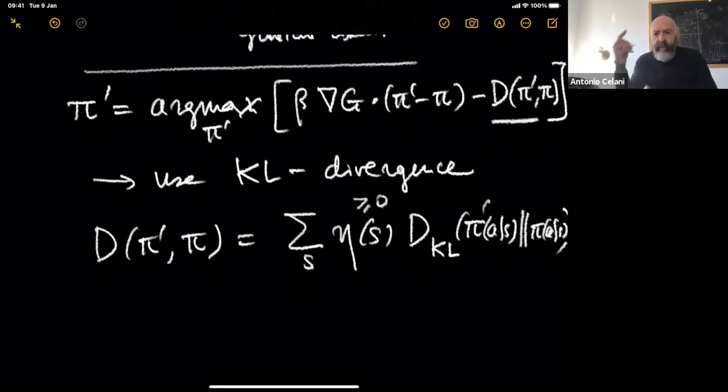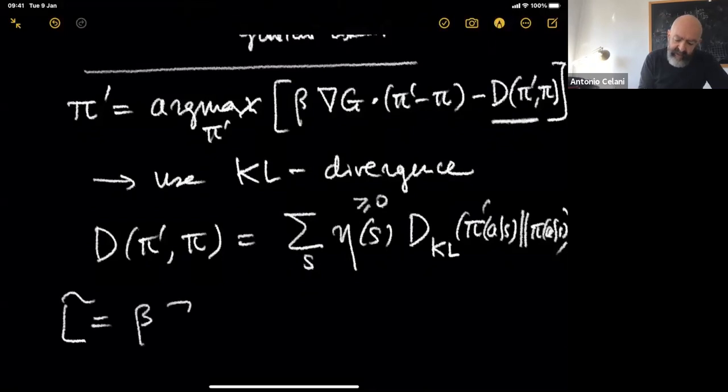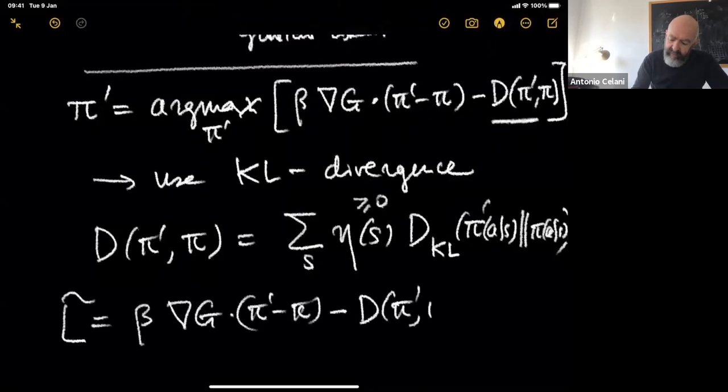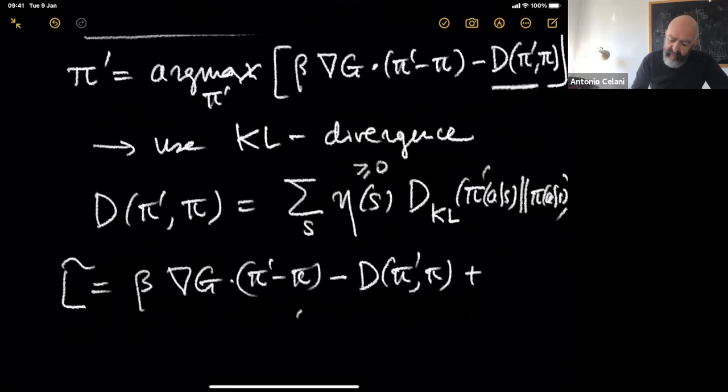Remember always that we have to impose the conditions on the normalization of pi prime and the positivity. Okay, so in this case as well, there will be a Lagrangian, which we can write as beta grad G dot pi prime minus pi. And then we have minus the distance. And then we have plus, sorry, I have to put this inside.